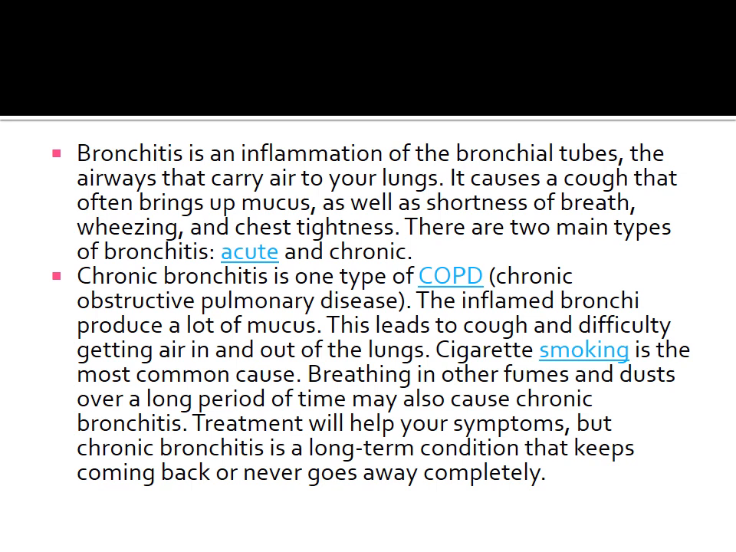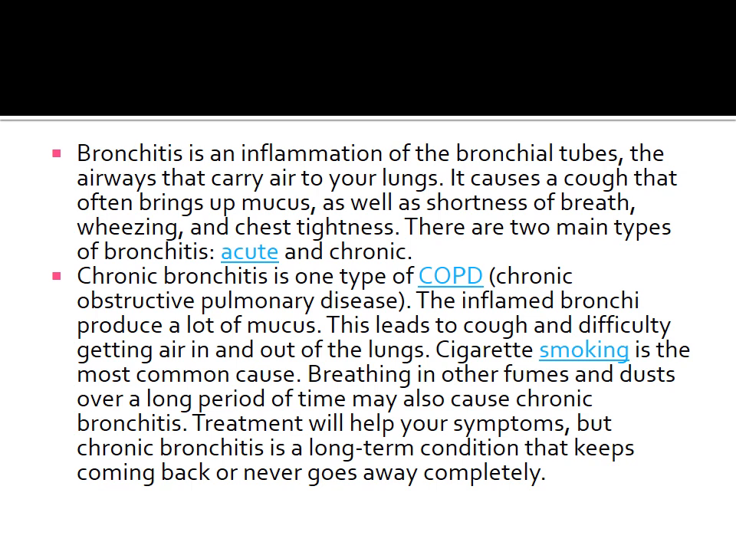Bronchitis is an inflammation of the bronchial tubes, the airways that carry air to your lungs. It causes a cough that often brings up mucus, as well as shortness of breath, wheezing, and chest tightness. There are two main types of bronchitis, acute and chronic. Chronic bronchitis is one type of COPD, chronic obstructive pulmonary disease.